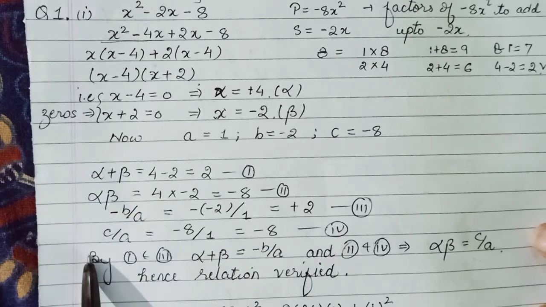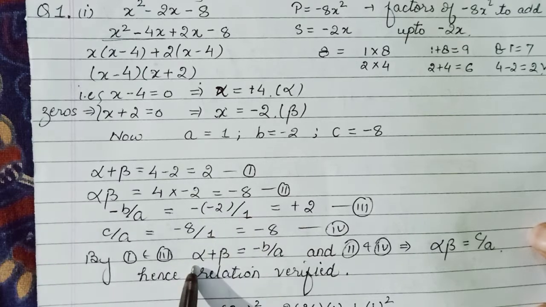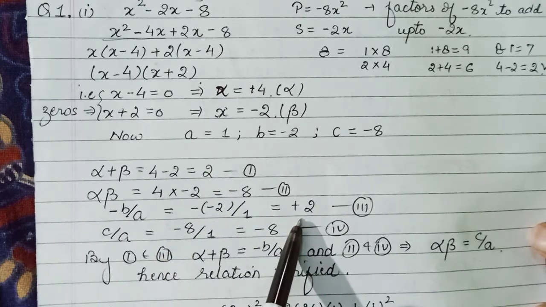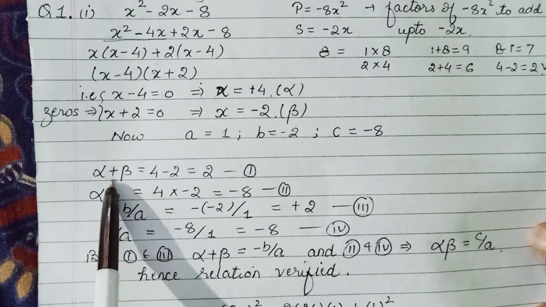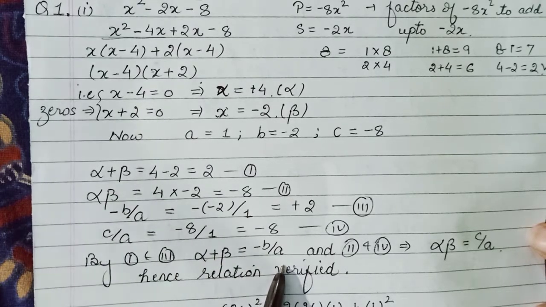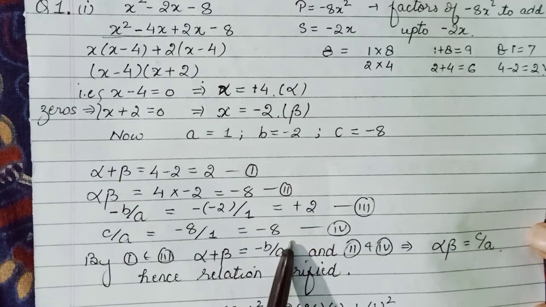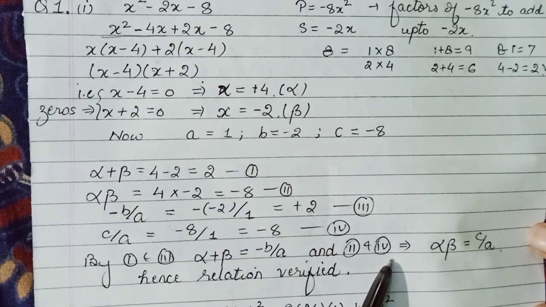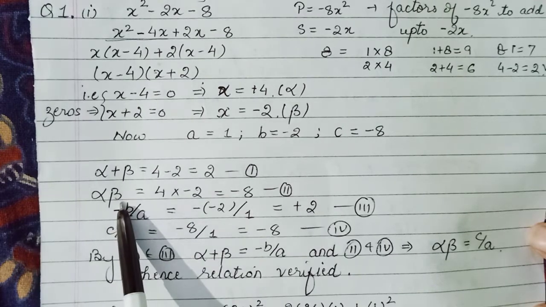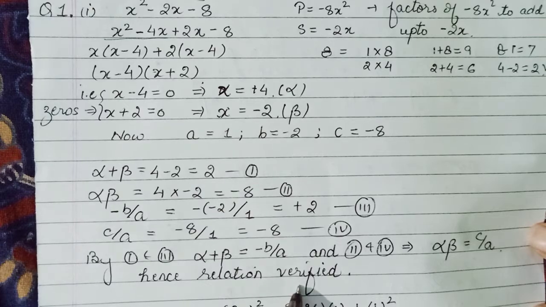Now if you look at these four equations, look at first and third. By 1 and 3, what do we conclude? You have a 2 here and you have a 2 here. So your alpha plus beta would be equal to minus b by a. That's the relationship that you had to verify. Likewise, if you look at second and fourth relation, alpha into beta is coming same as c by a. That is what you had to verify.